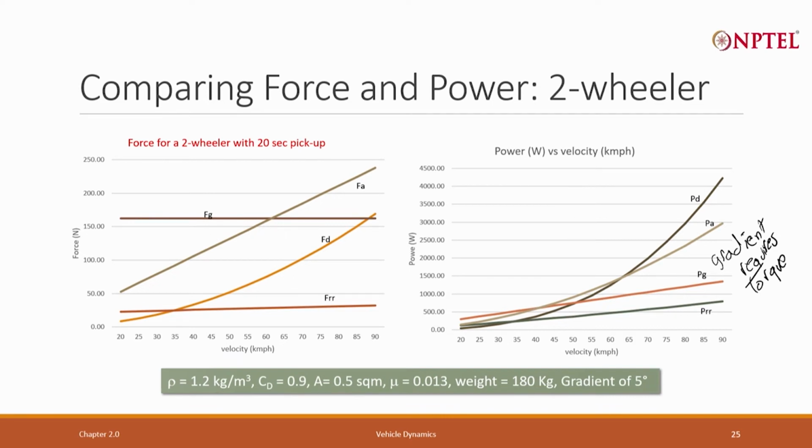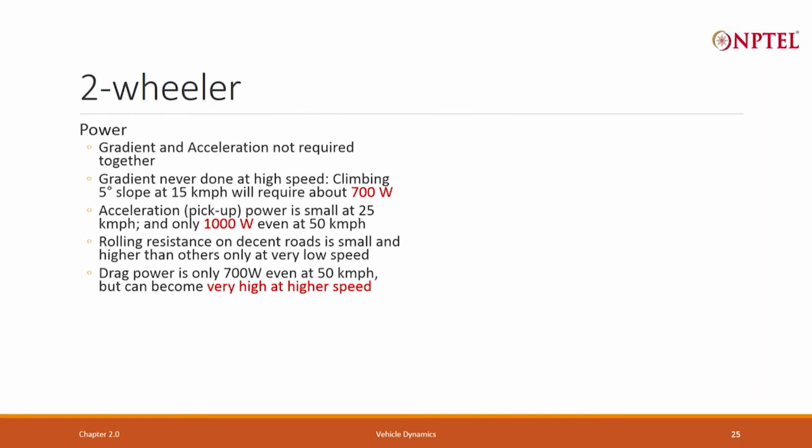At 50 kilometer per hour, I will require slightly higher power, but if I have about 1000 watts, I should be able to handle acceleration. But I also need to handle the rolling resistance and gradient, so probably I will require 1500 watts. Rolling resistance on a decent road is small.